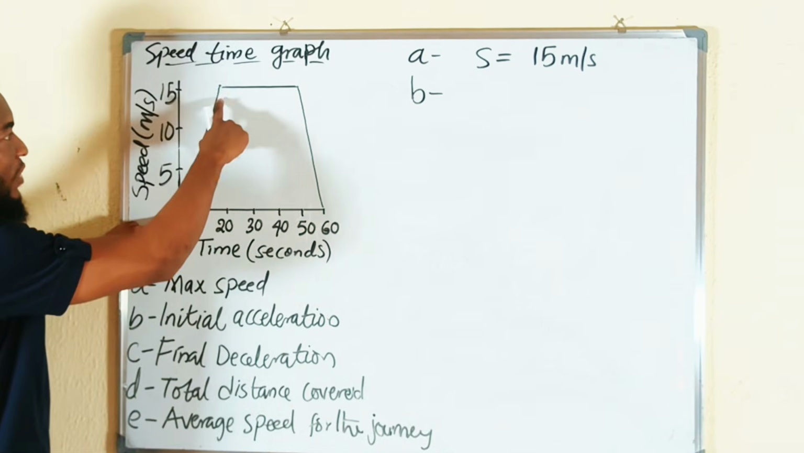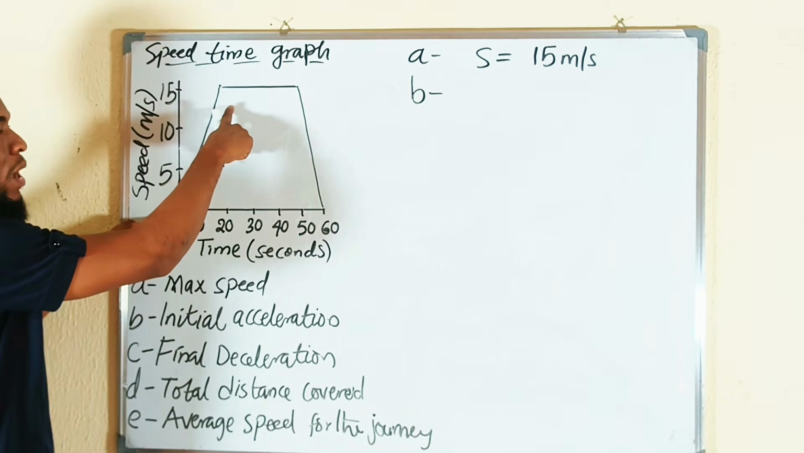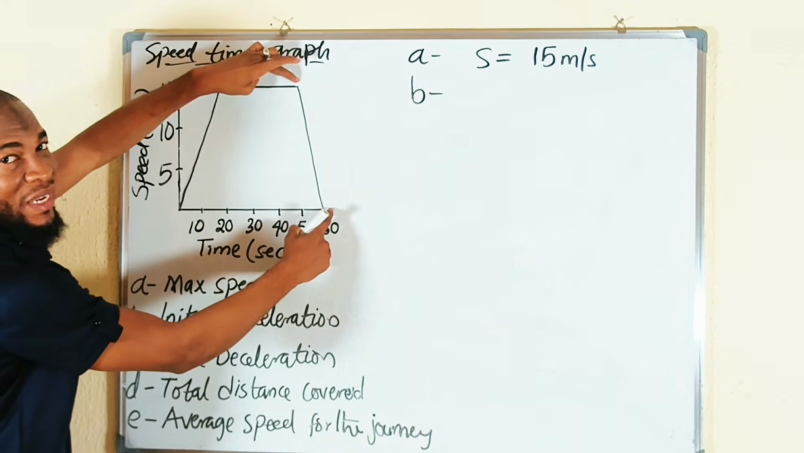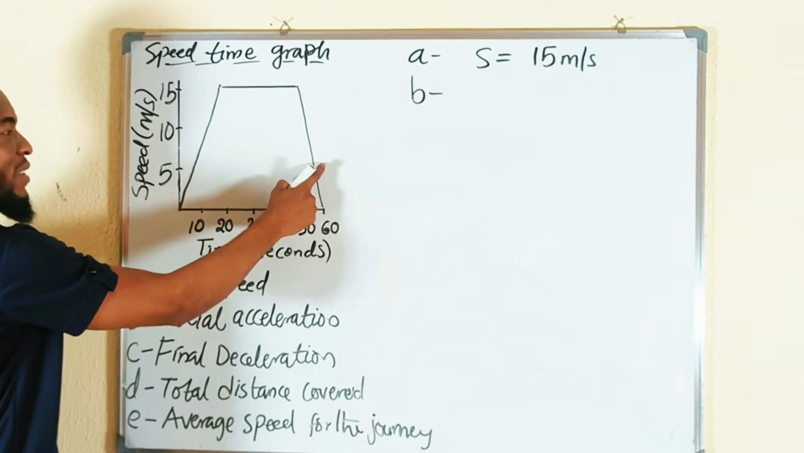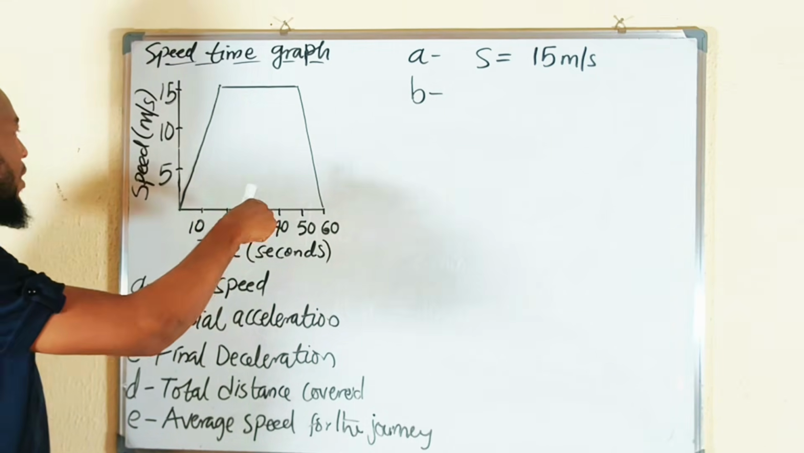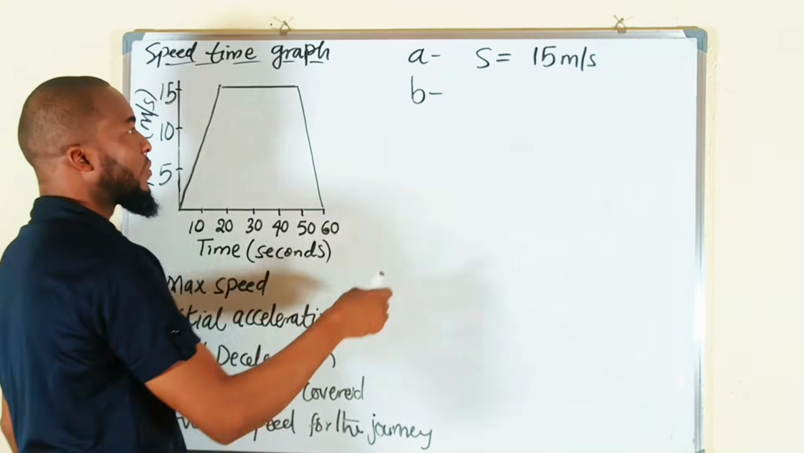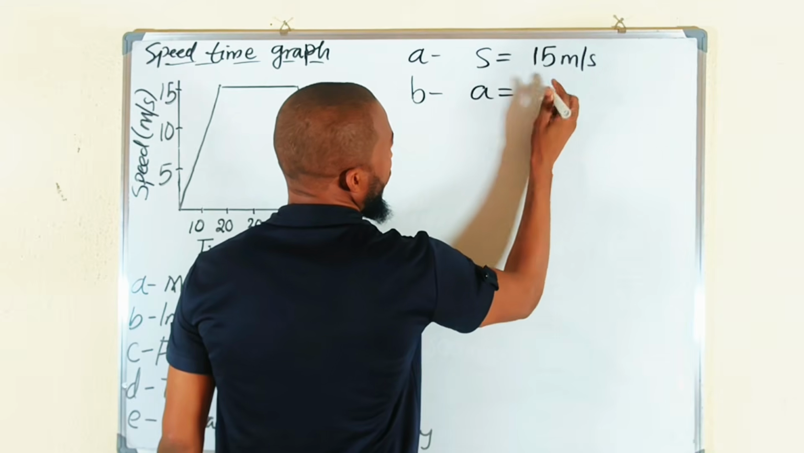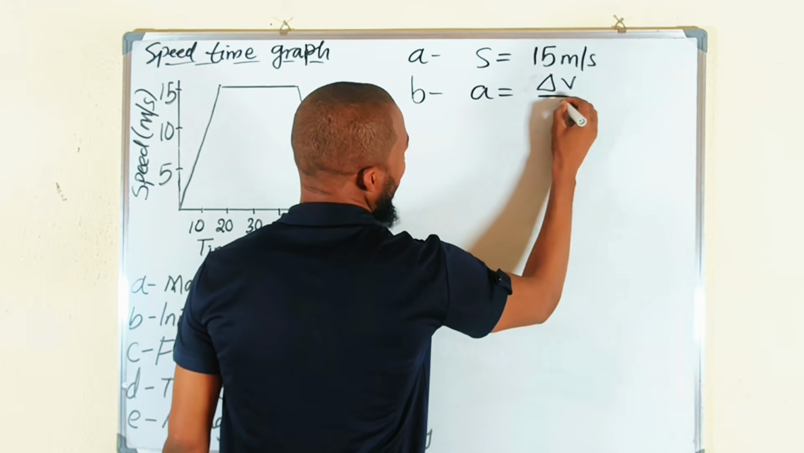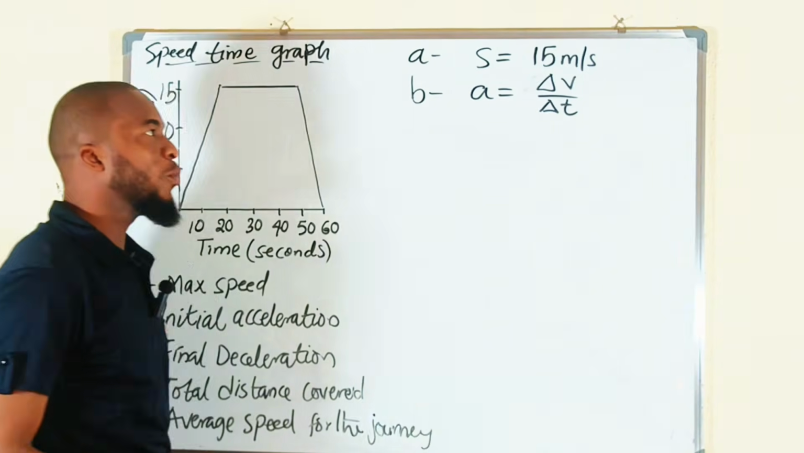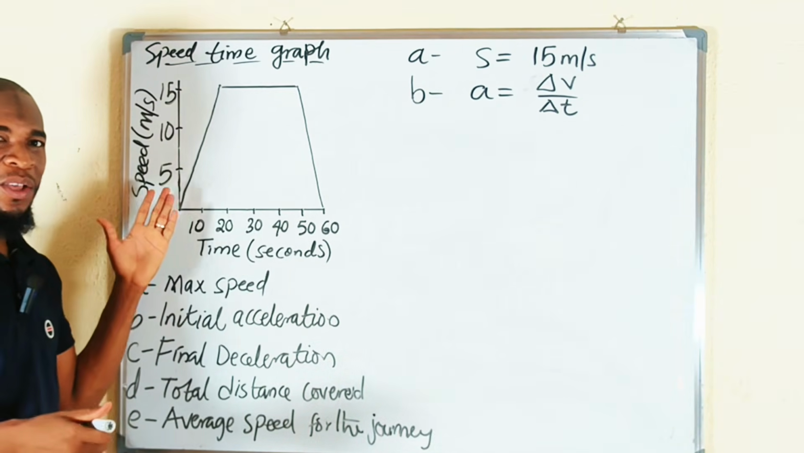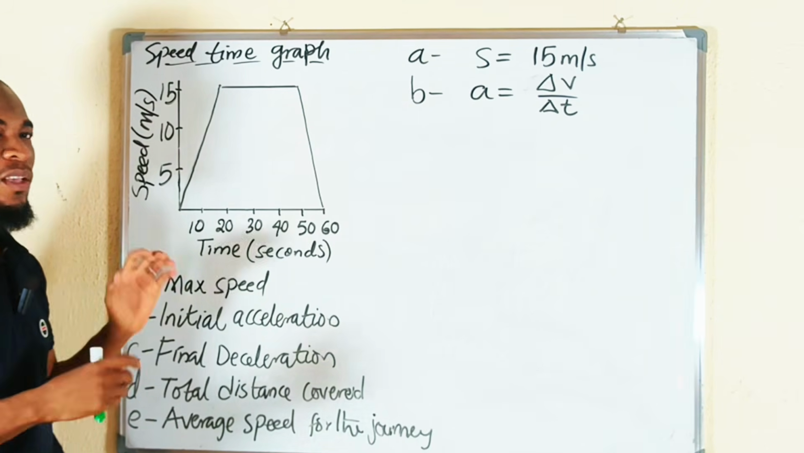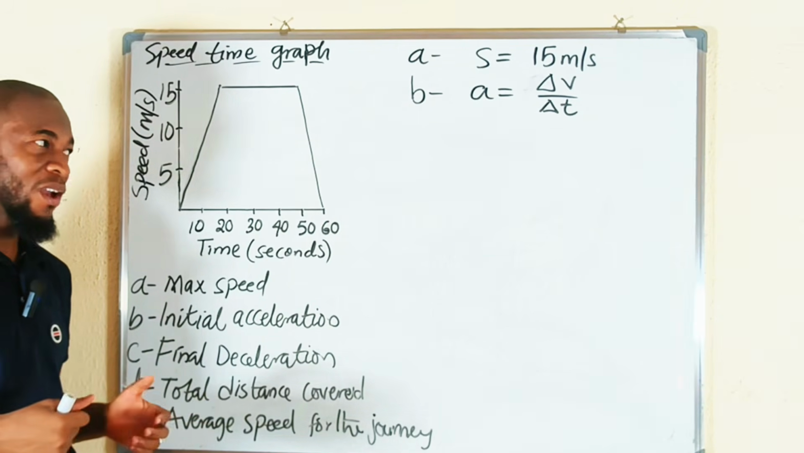Then B, we are asked to determine the initial acceleration. Can you see that? This is the initial acceleration where you have a positive slope, and final deceleration is where you have negative slopes. They are all acceleration, but this is negative acceleration. You should know that. So let's start with initial acceleration. It is equal to the change in velocity over the change in time. But someone might ask, we don't have velocity here, but you should know that speed is another form of velocity, just that speed has no direction, but velocity has a direction.